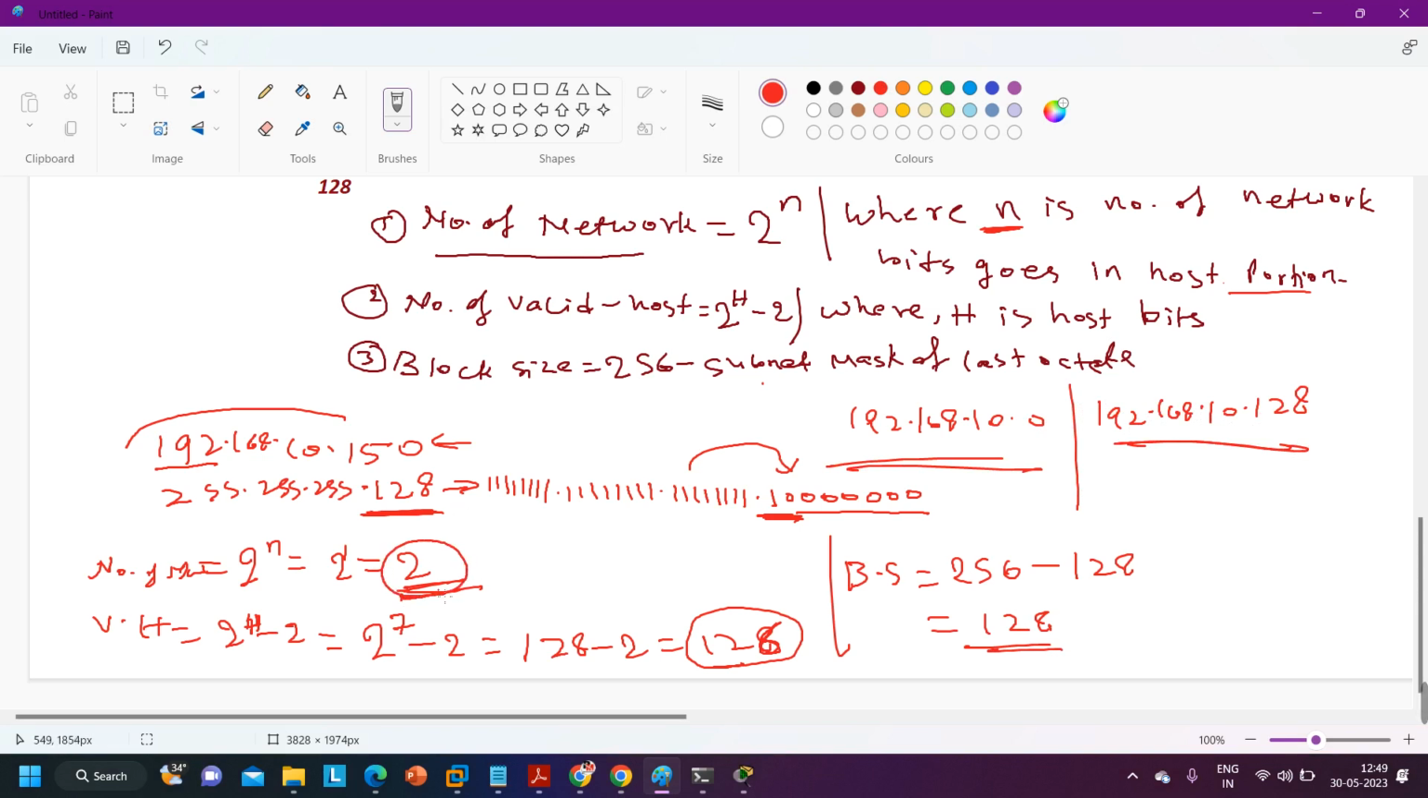And see the trick to find the network ID. This one is my IP address, 192.168.10.150. Your block size is 128. You just need to find the nearest number which is divisible by your block size. That is 128. So 128 is your network ID. This means this IP address belongs to this network.